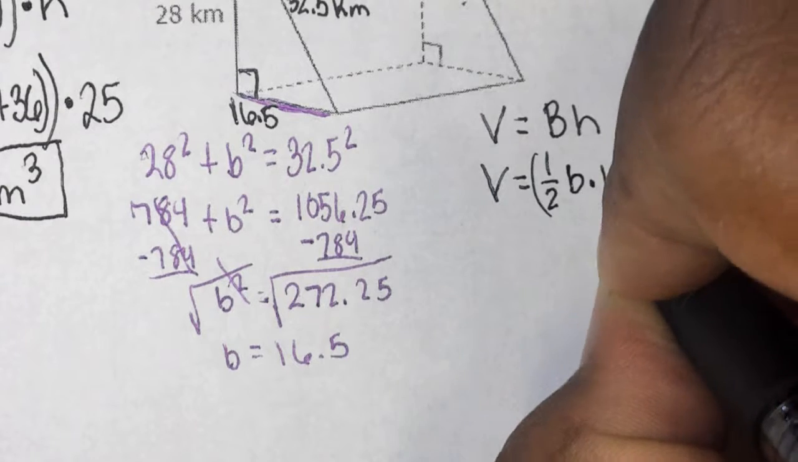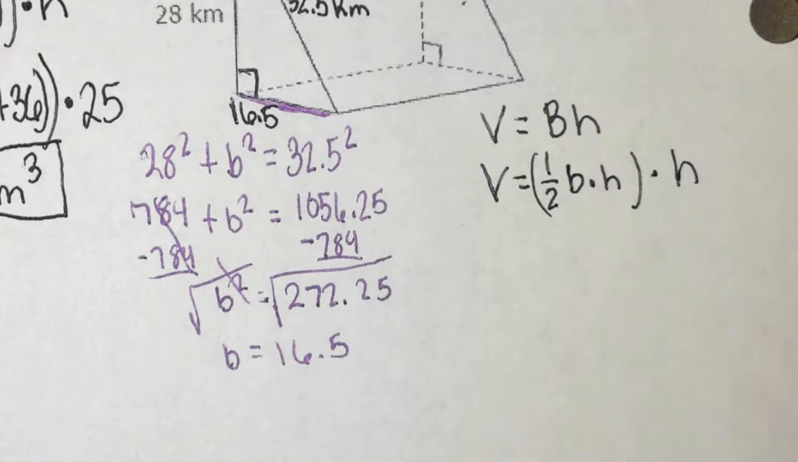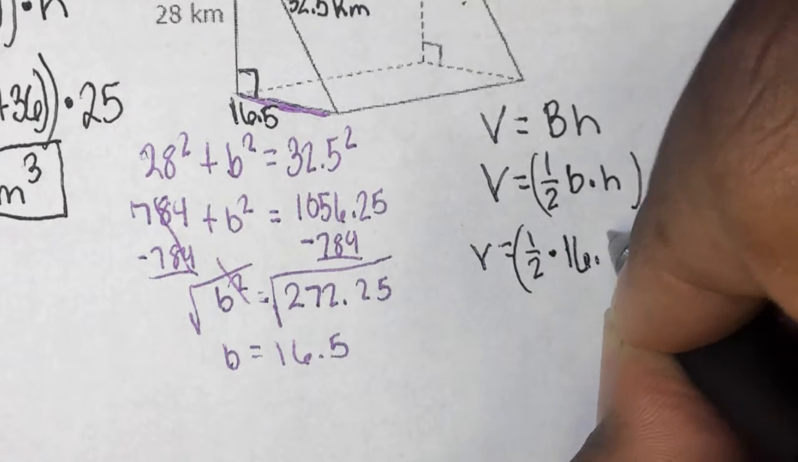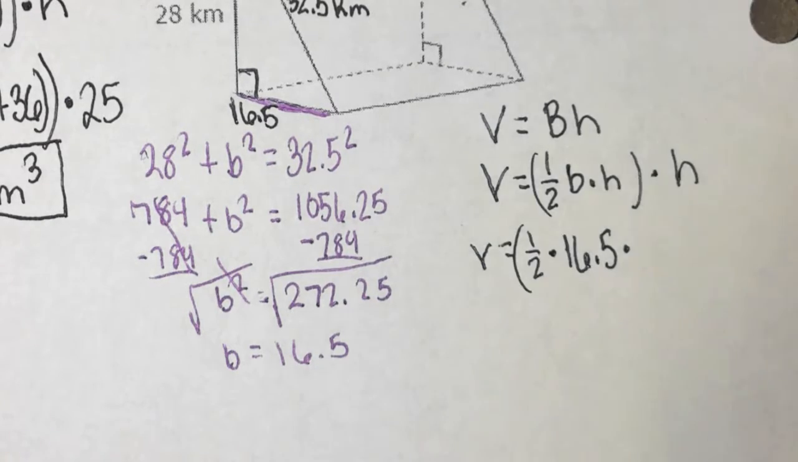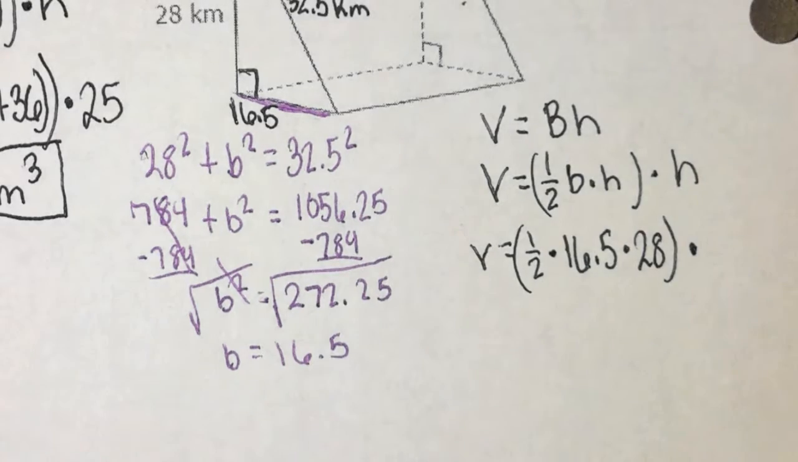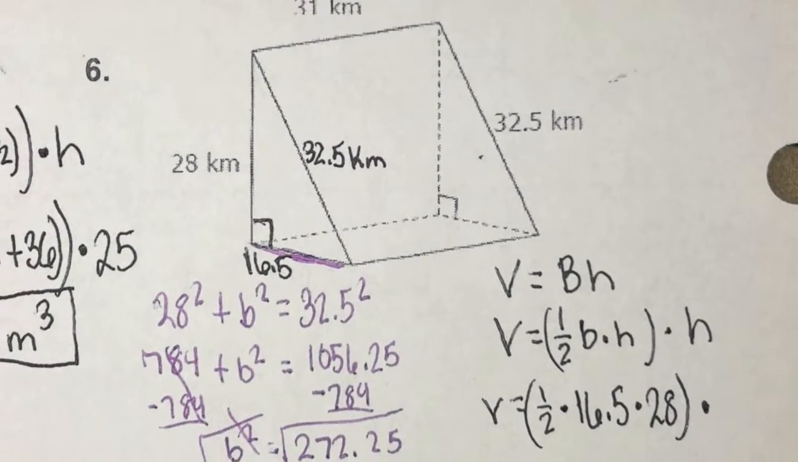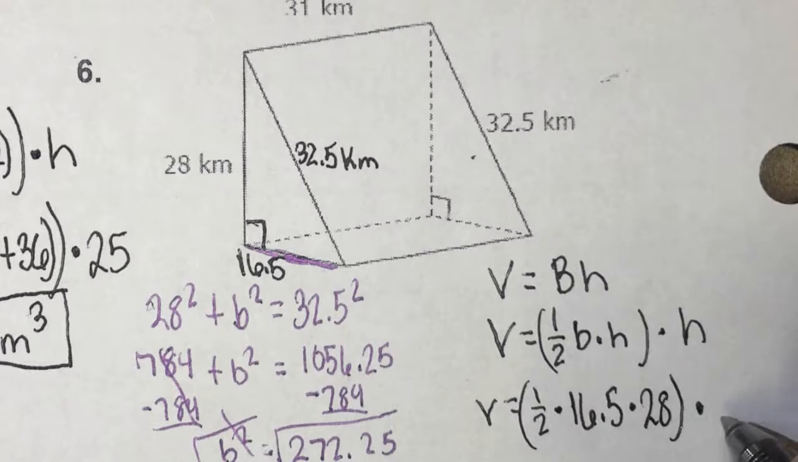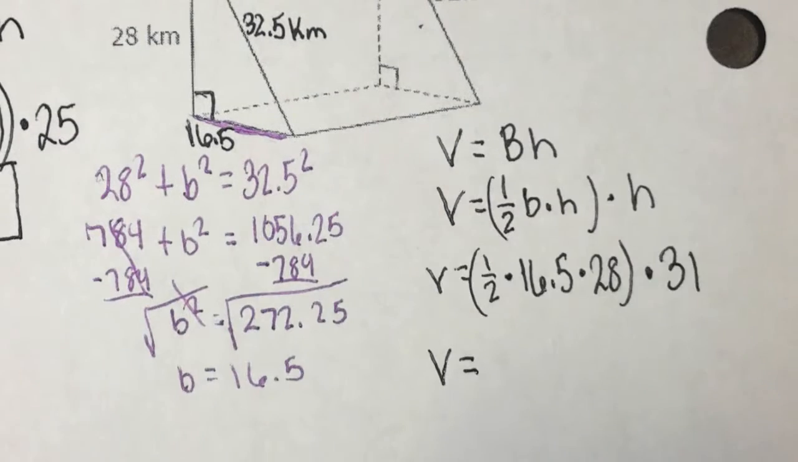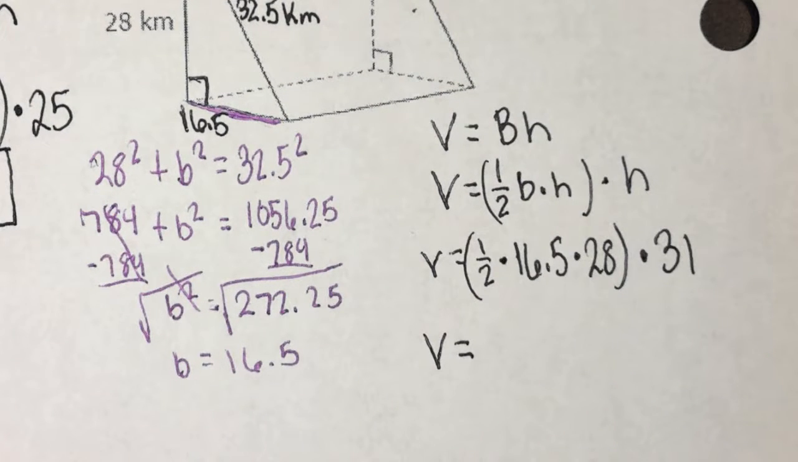Base times height times the height, like you said. So put the numbers in now that you have them. V equals 1/2 times 16.5 times the height, which is what? 28, good. Times the height of our actual figure. What is the height of our figure? 31. Yep.